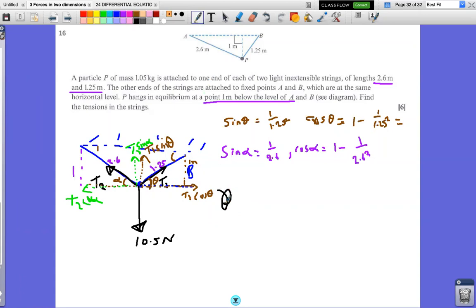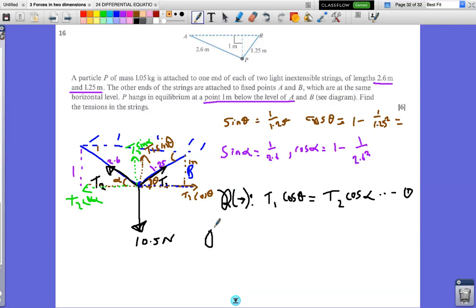If you resolve horizontally, you will get T1 cos theta should be T2 cos alpha. This is equation 1.